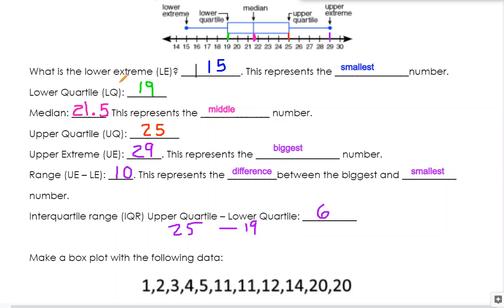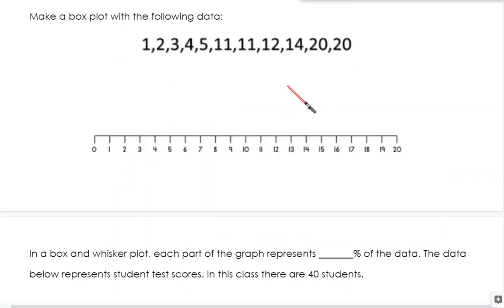All right, take a minute, pause the video, and just review this on your own, because these are a lot of new words and a lot of new things. All right, so let's make a box and whisker plot. Let's make a box plot, okay?